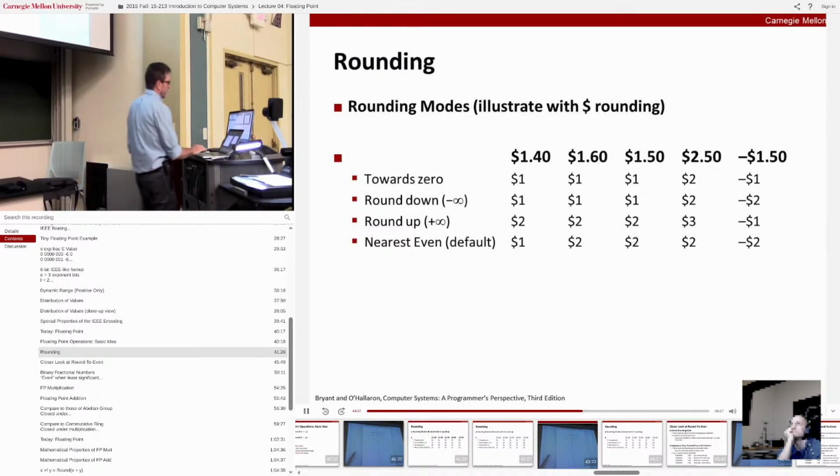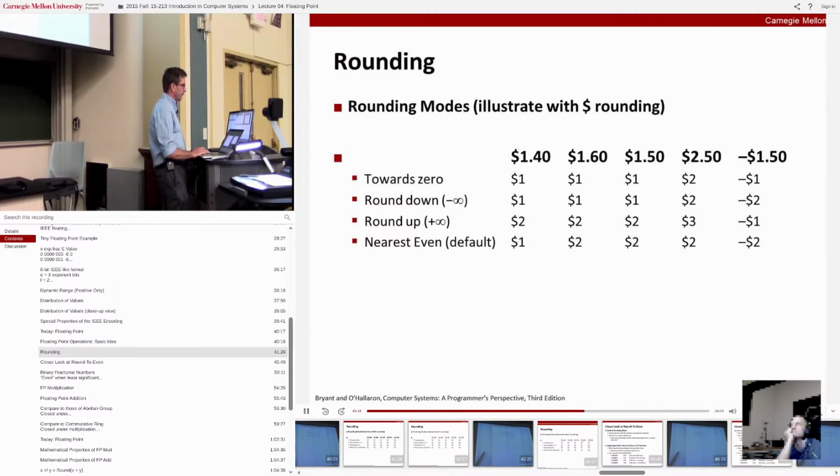Then what you do is you round towards the nearest even number. So in this example, $1.40, because it's less than half, rounds down to $1. $1.60 is greater than half, so we round up to $2. $1.50, right in the middle, we round up to the nearest even dollar amount, which is $2. $2.50, we round down to the nearest even, right? If we round it up, it would be 3, which is an odd number. And minus $1.50, we round down to minus $2.